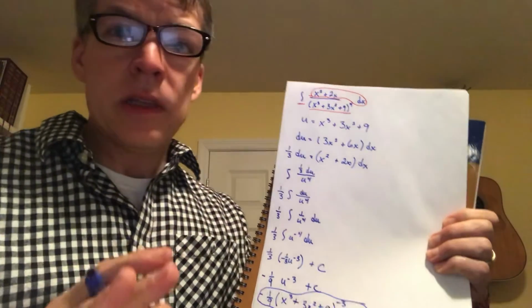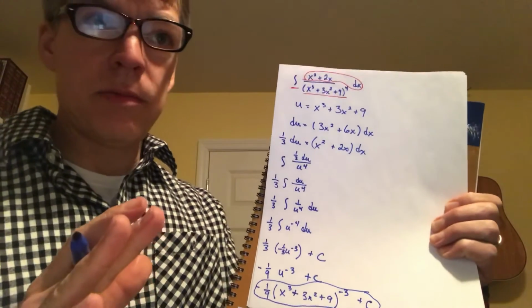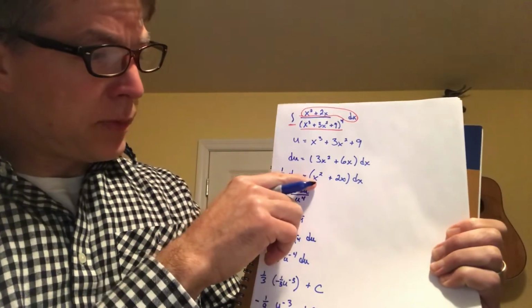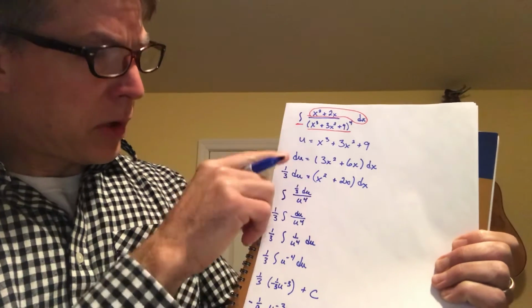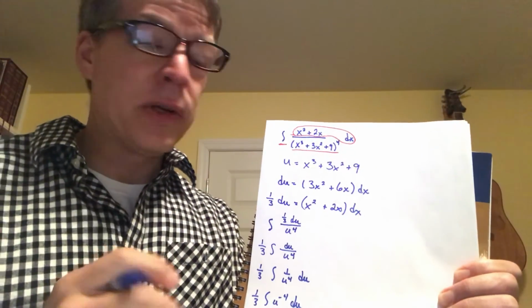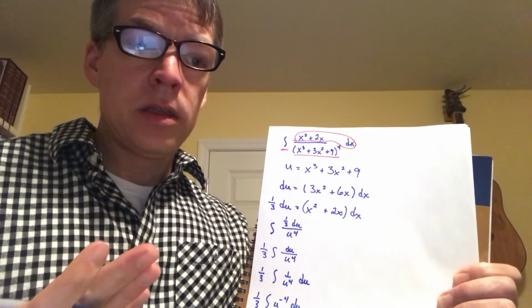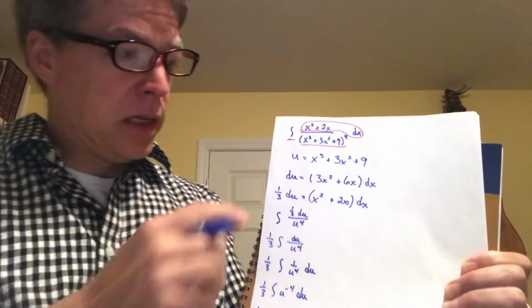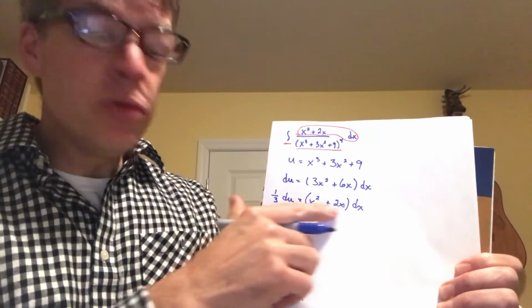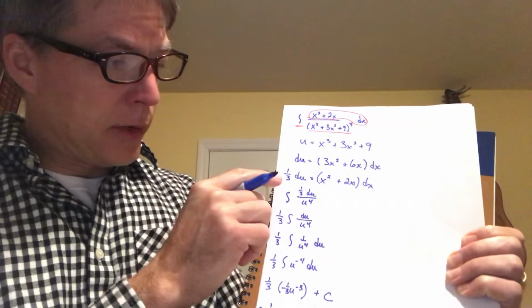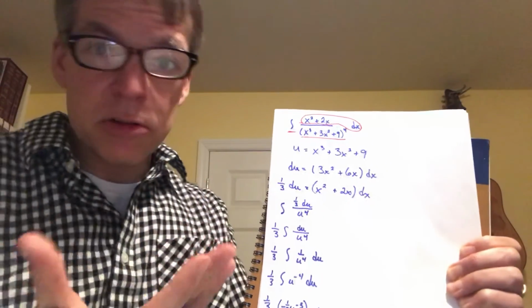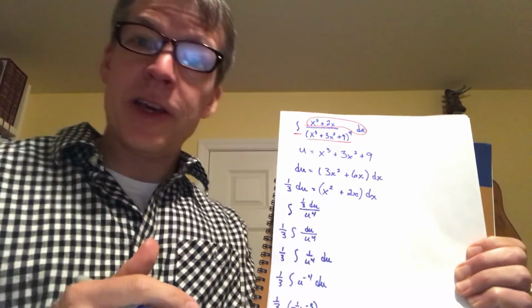Before I close out the video, I just want to say the main new learning here is that if you get a du that's not a perfect match, but it's only off by a coefficient, you now know how to handle that. You just manipulate it by multiplying by something so that you do get a perfect match. And whatever constant you had to multiply by just ends up in your integral, and you can kick it out. Okay?